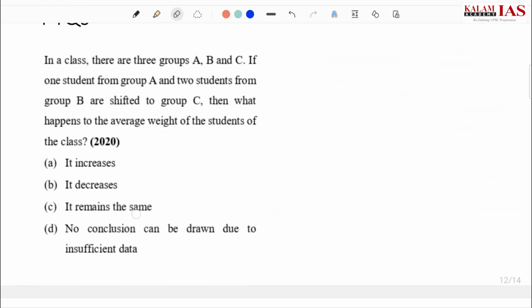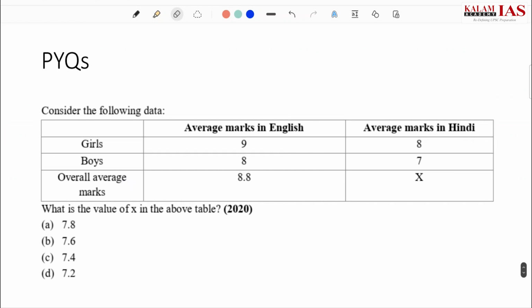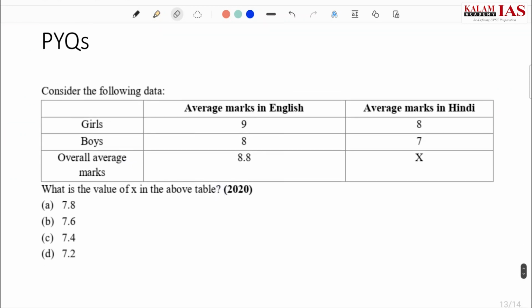Let's do the next question. This is a little bit tricky one, a tabular form of question wherein a number of values are given and we have to understand what exactly the examiner is trying to ask from us and then attempt this question. So I'll just simplify the question and then you can attempt.